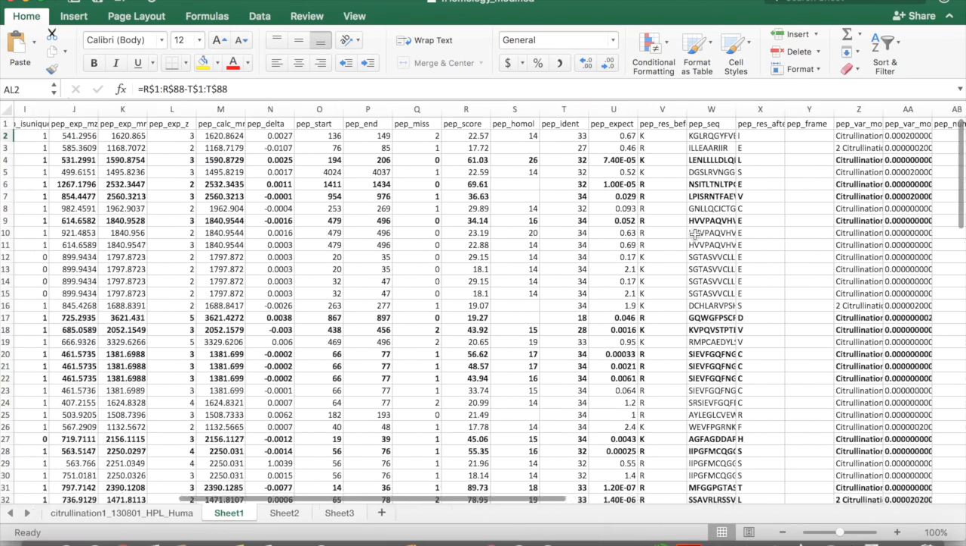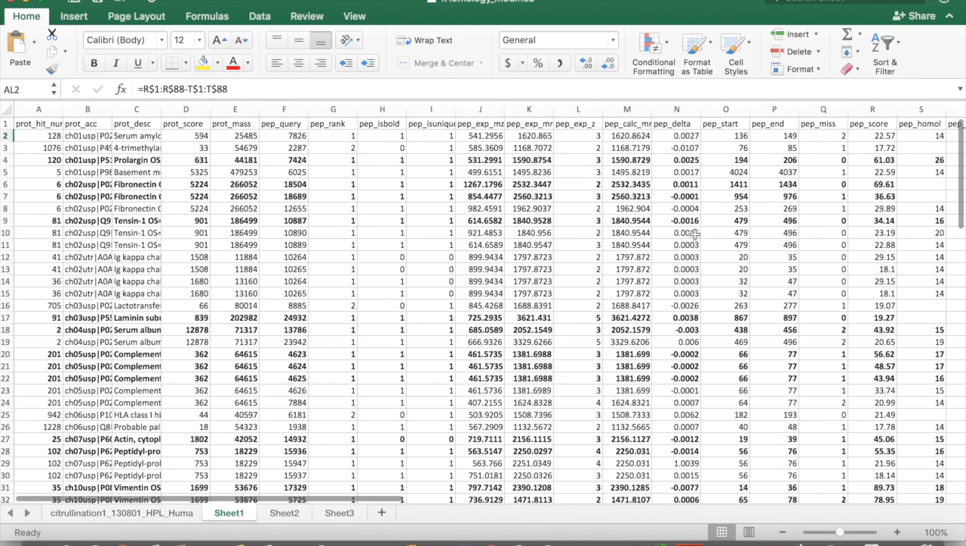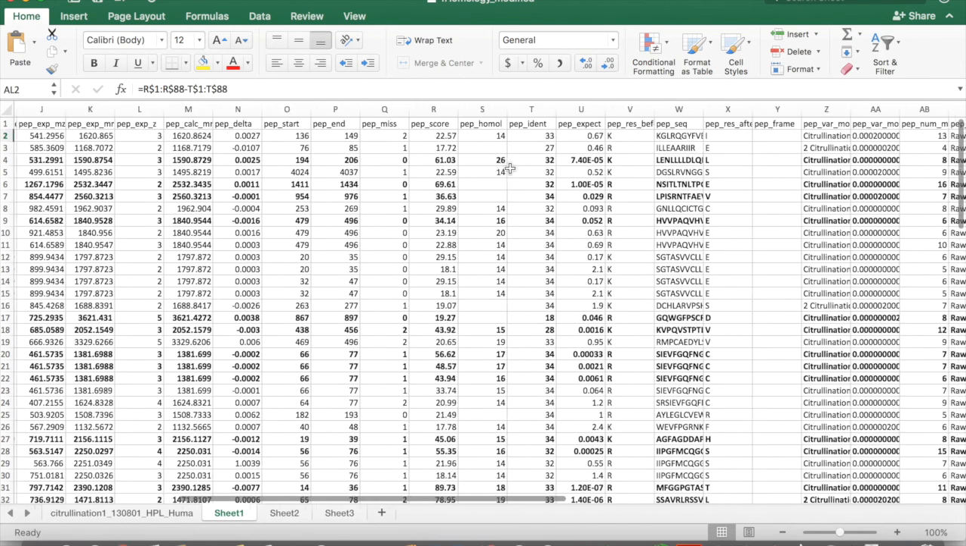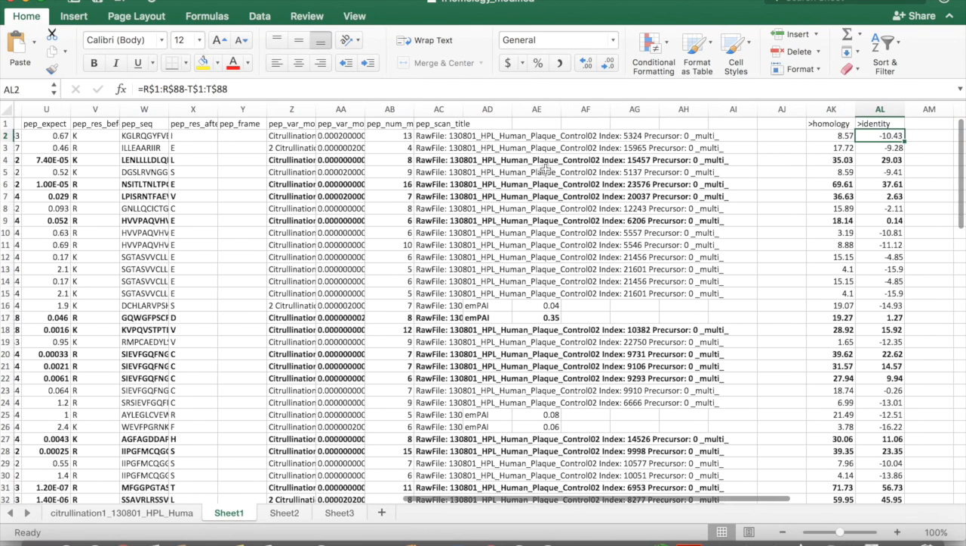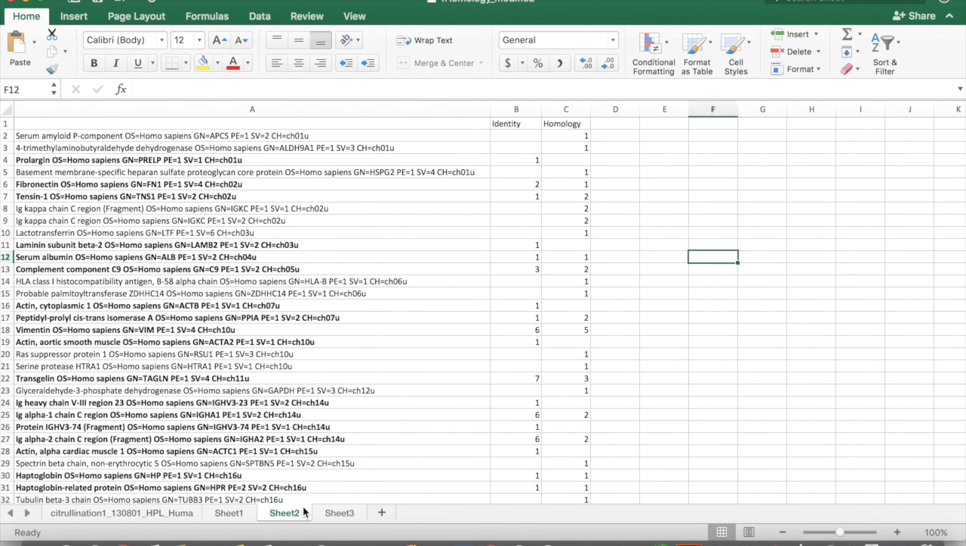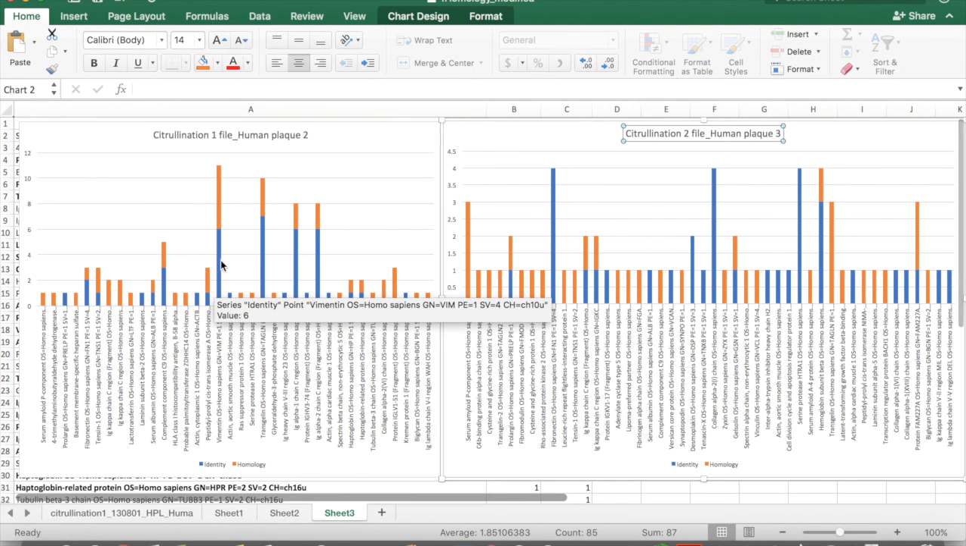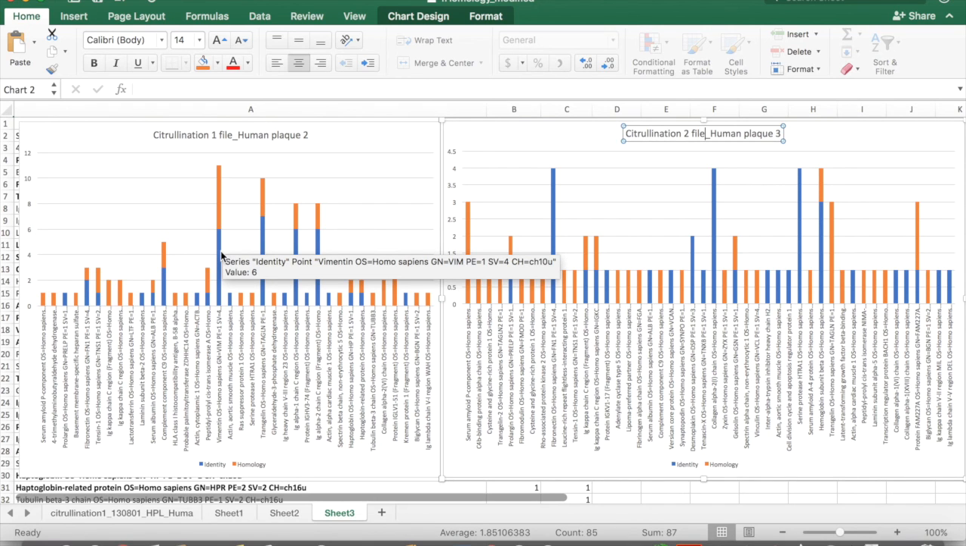Then, from this new data, we sort the data first by the protein accession number, then by greater than identity threshold. Here you see the list of citrullinated peptides. The bolded ones have peptide score greater than identity threshold, while the non-bolded ones have peptide score lower than identity threshold but greater than homology threshold. We then counted the number of citrullinated peptides for each protein and then plotted the data using a bar graph. The blue bar shows the number of peptides that have scores greater than the identity threshold, while the combined blue and orange bar shows the number of peptides with scores higher than the homology threshold.